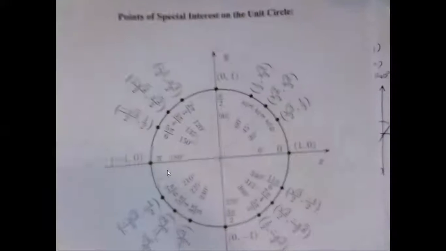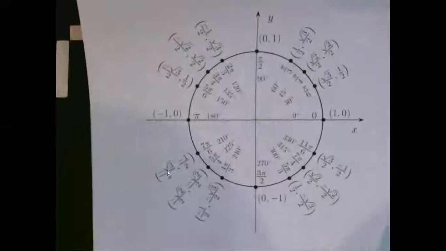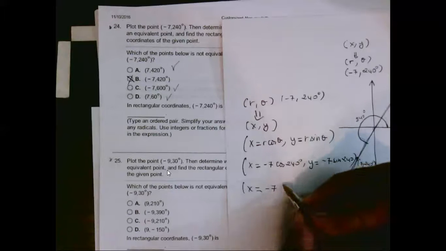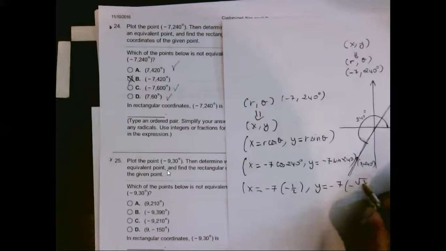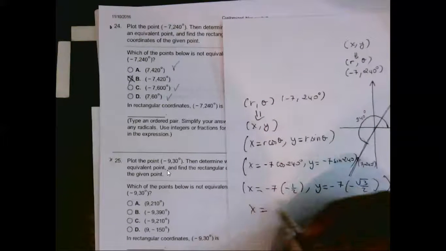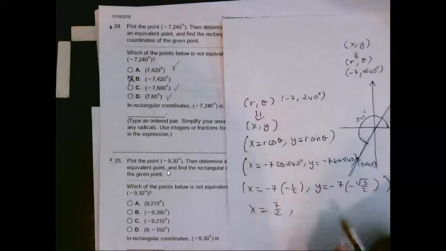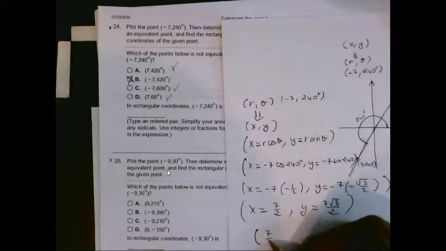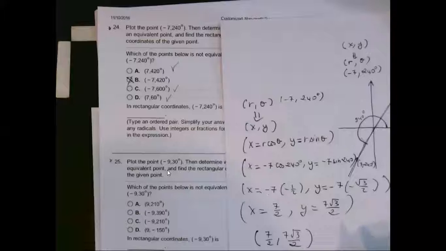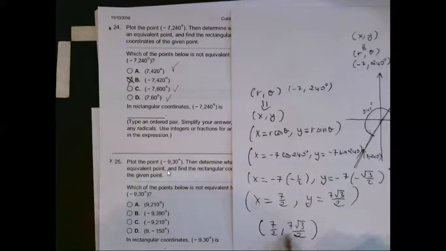So you take a unit circle here, and you notice that for 240 degrees, its cosine is negative 1/2, and its sine is negative square root of 3 divided by 2. So all I have to do is copy those. Cosine of 240 degrees is negative 1/2, and sine is negative square root of 3 divided by 2. So the x coordinate, negative times negative, is positive, so I have 7/2. And for y, negative and negative is positive, so I have 7 square root of 3 divided by 2. So the answer is 7/2 and 7 square root of 3 divided by 2. This is the rectangular equivalent of our polar coordinate. So that's how you deal with this kind of question.